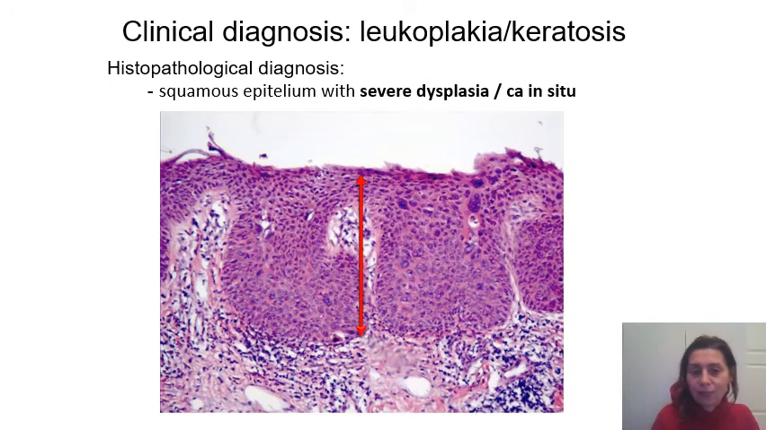Here is a case of carcinoma in situ or severe dysplasia with quite severe atypia. Here you could see very bizarre nuclei, huge nuclei, higher in the epithelium, as well as architectural changes with these bulging epithelial ridges.